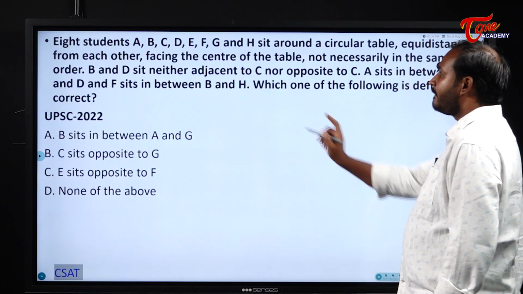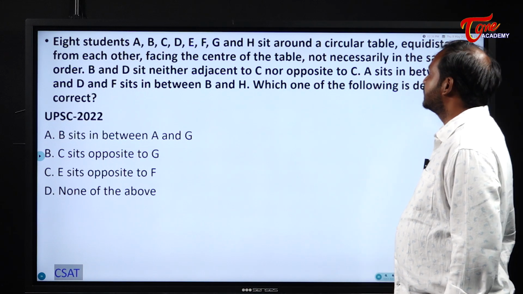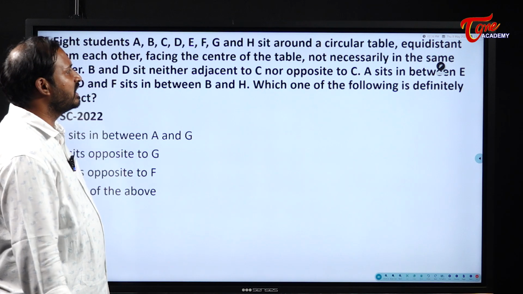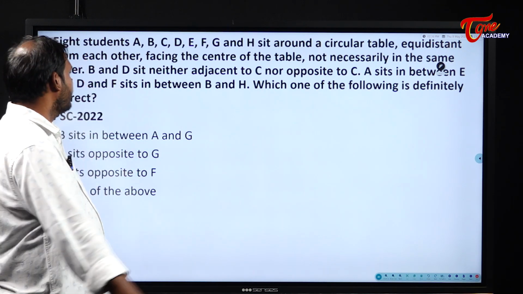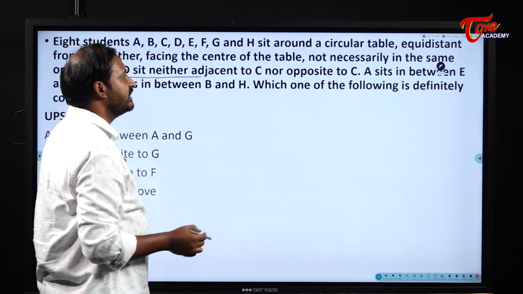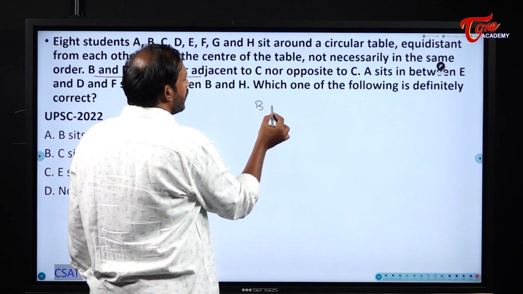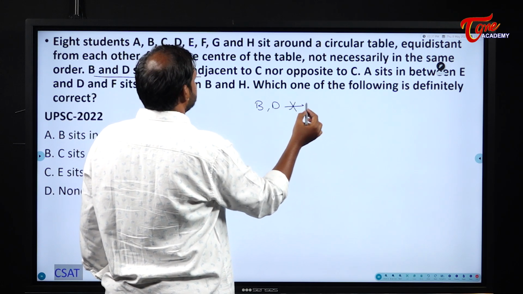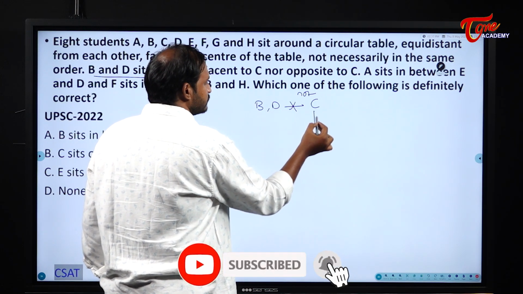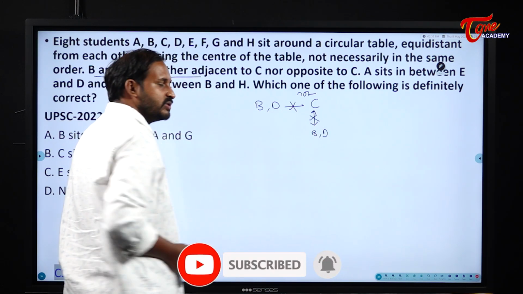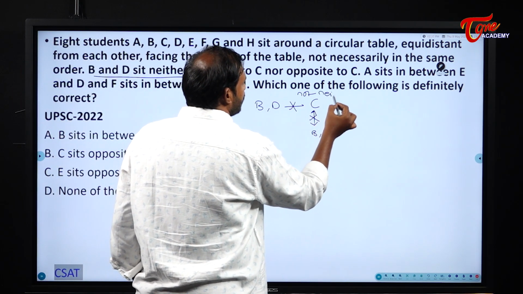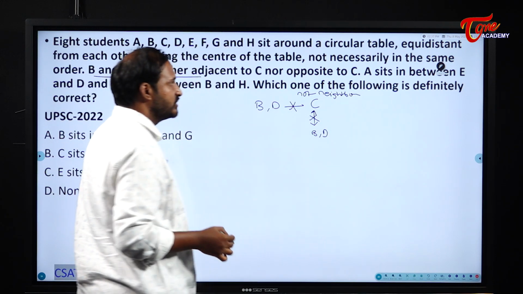Next one. 8 students A, B, C, D, E, F, G, H sit around a circular table equidistant from each other, facing the center of the table, not necessarily in the same order. B and D sit neither adjacent to C nor opposite to C. Okay, B and D are not adjacent to C. They are not even opposite to C. Adjacent in the sense of not a neighbor to C, and not opposite to C.